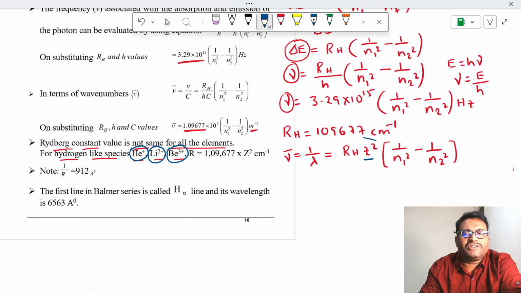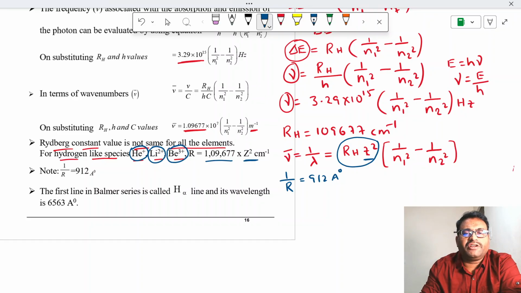So the Rydberg constant is not the same for all the elements. For hydrogen it is RH, but for other one-electron species, it must be multiplied with Z square. We are finding here 1 by R value, and you need to remember the Rydberg constant. What is that? 912 angstrom units.